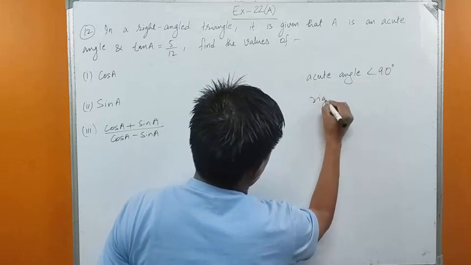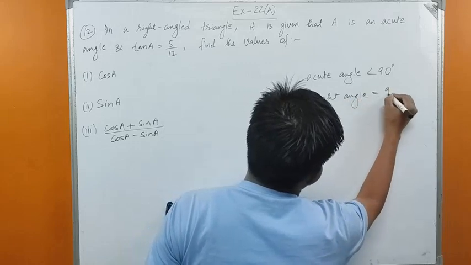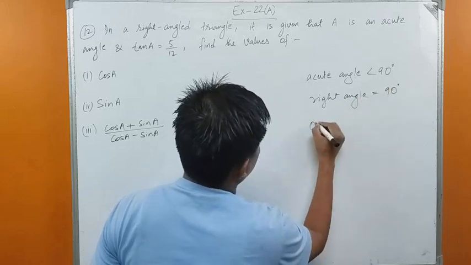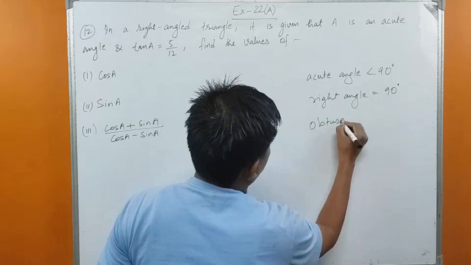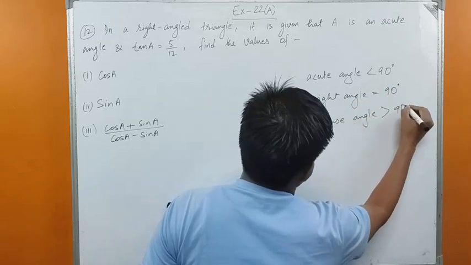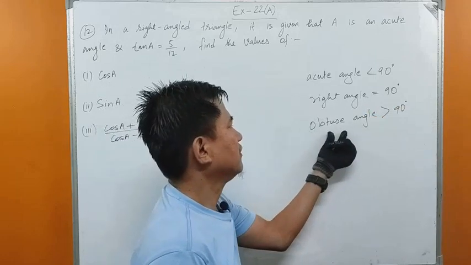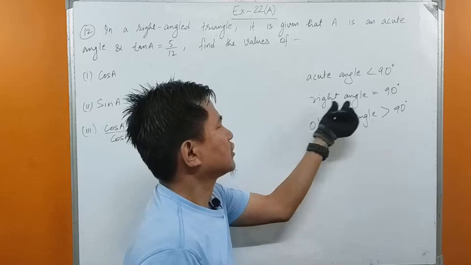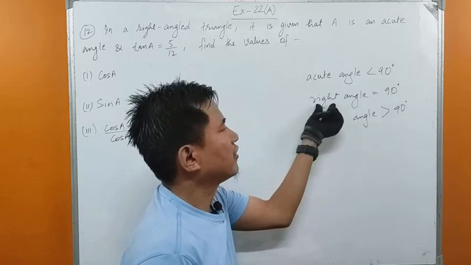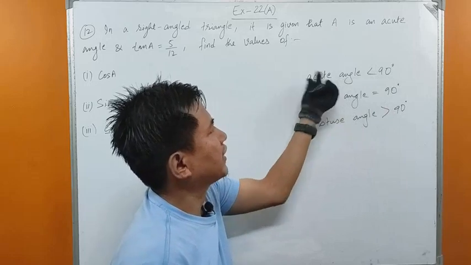Right angle equals 90 degree. Obtuse angle means greater than 90 degree. If the angle is greater than 90 degree, then it is called obtuse angle. If the angle is equal to 90 degree, then we call it right angle. If the angle is lesser than 90 degree, then we call it acute angle.